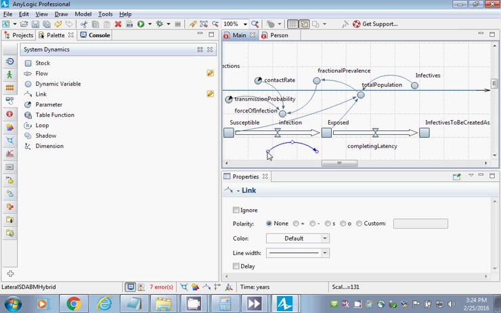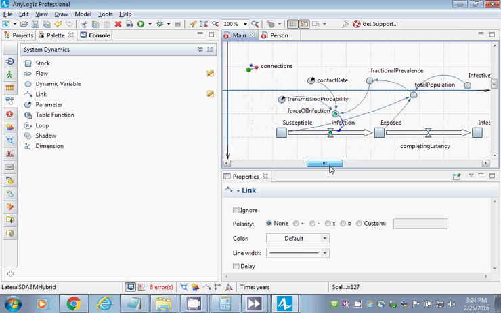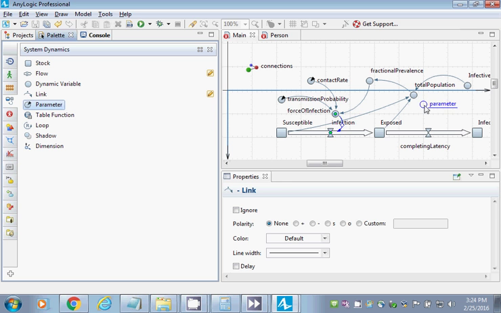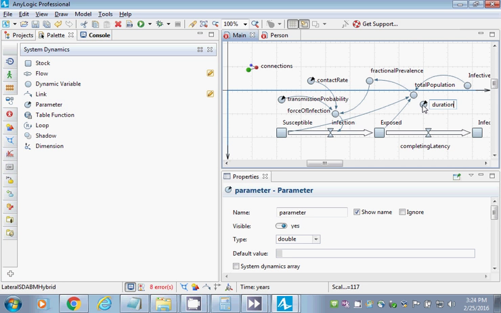Doesn't fractional prevalence also have exposed? Indeed. No, it's infectives. So infectives? Infectives, yeah. So this will need a link over to this guy. Yeah. That's infectives. That's infectives, yeah.